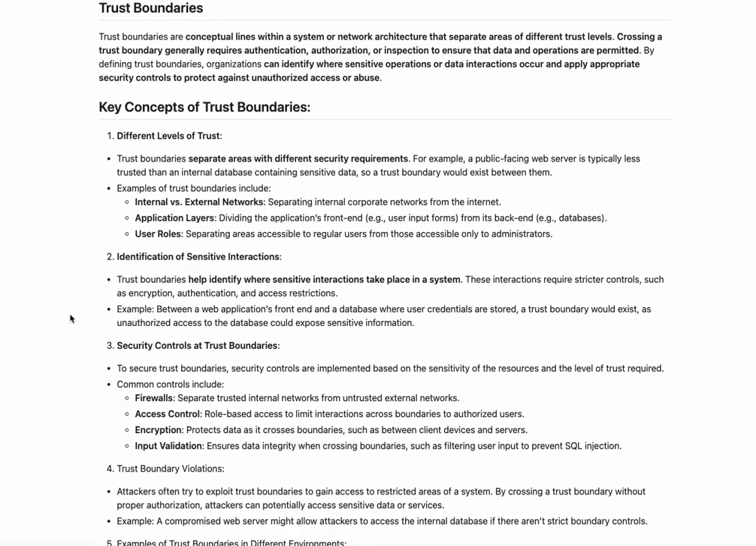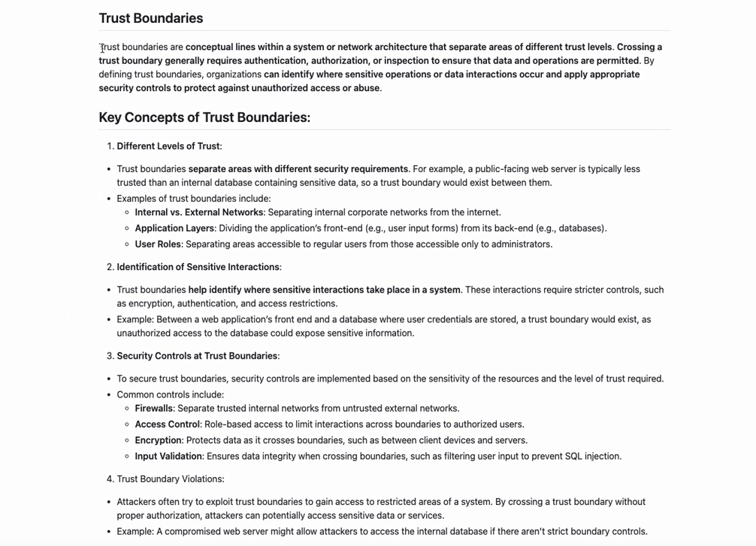Trust boundaries. Trust boundaries are conceptual lines within a system or network architecture that separate areas of different trust levels. Crossing a trust boundary generally requires authentication, authorization, or inspection to ensure that data and operations are permitted. By defining trust boundaries, organizations can identify where sensitive operations or data interactions occur and apply appropriate security controls to protect against unauthorized access or abuse.